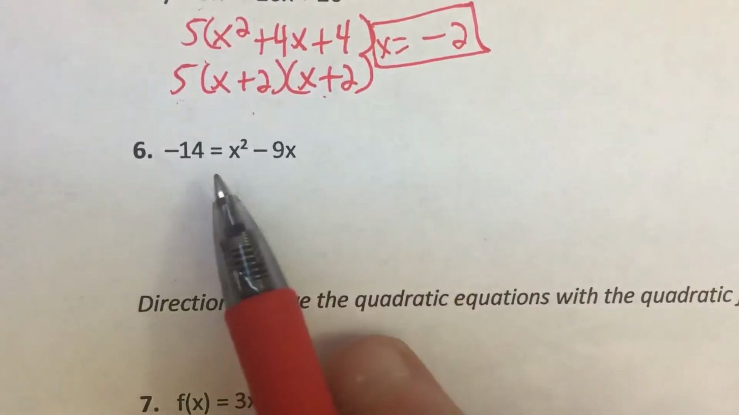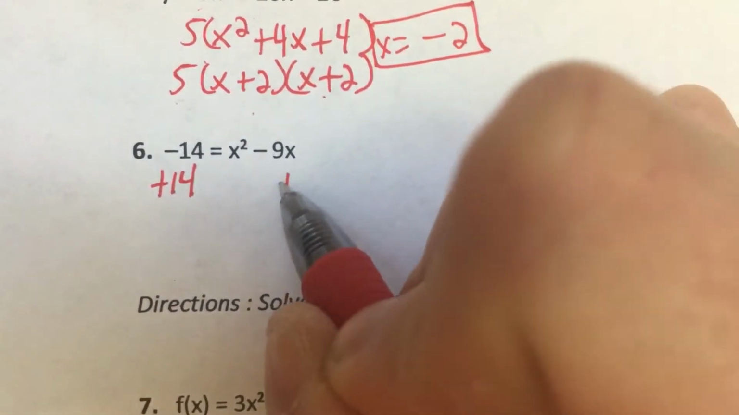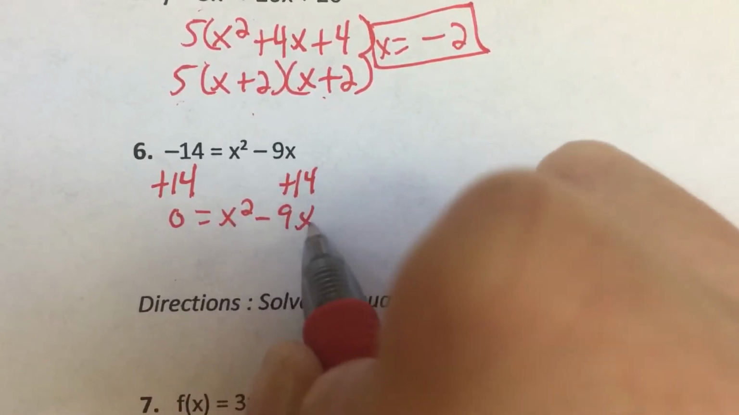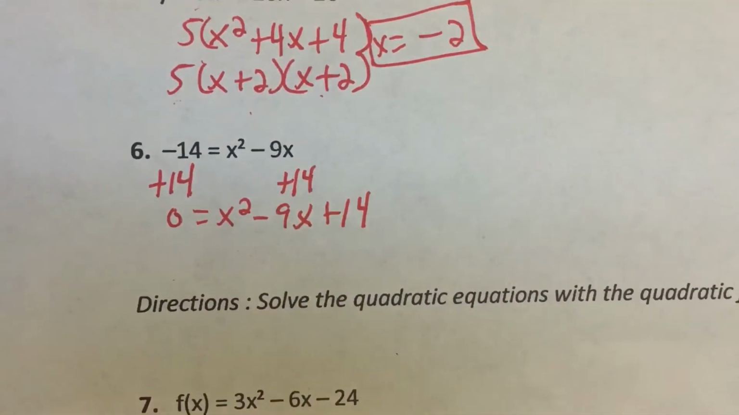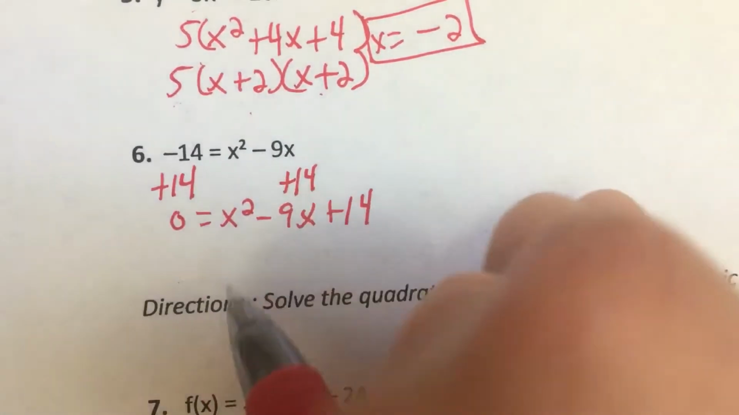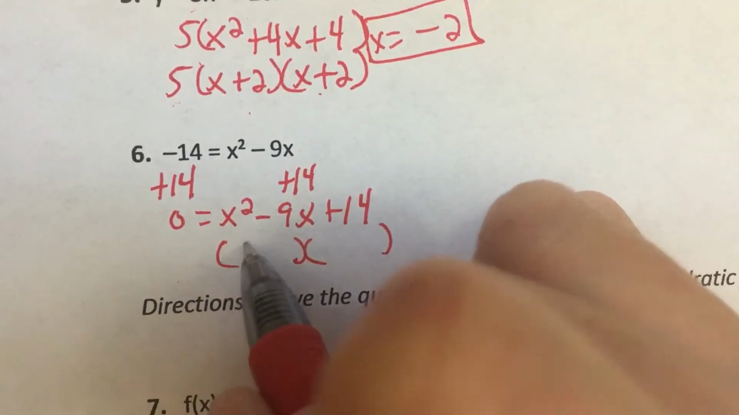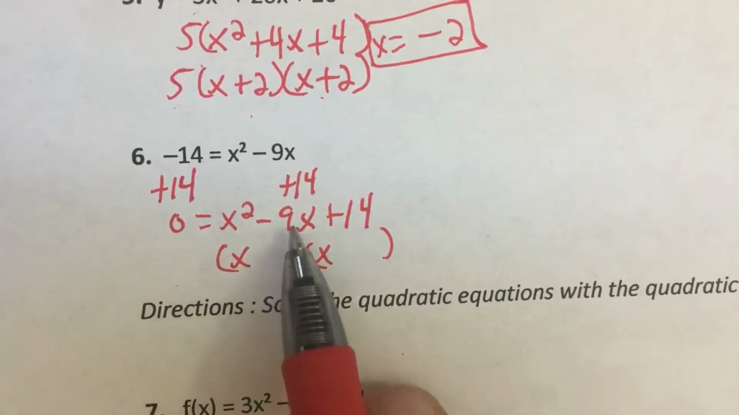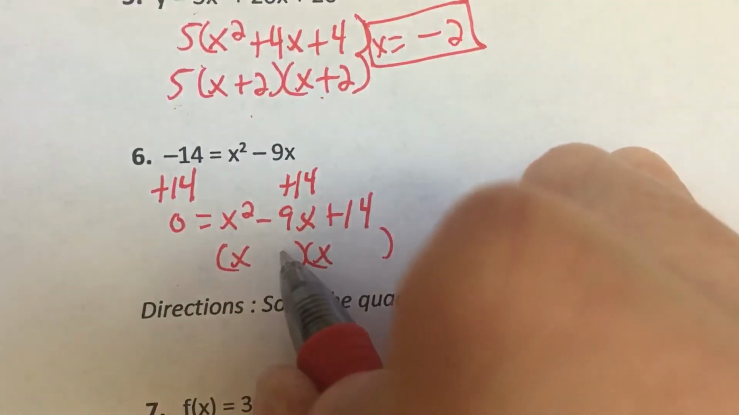Number 6, we need to make sure it's equal to 0 at the beginning. So we're going to start by adding 14 to both sides, so we get that. Now that everything's on one side equal to 0, a, b, and c, we can now factor. x times x would make x squared. What can make 14 and give us a 9? That would be 2 times 7.